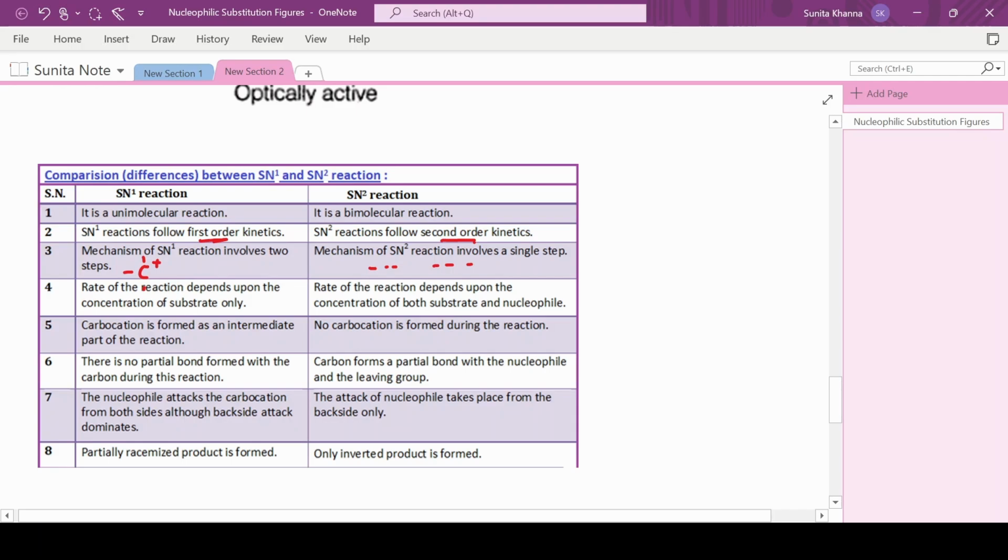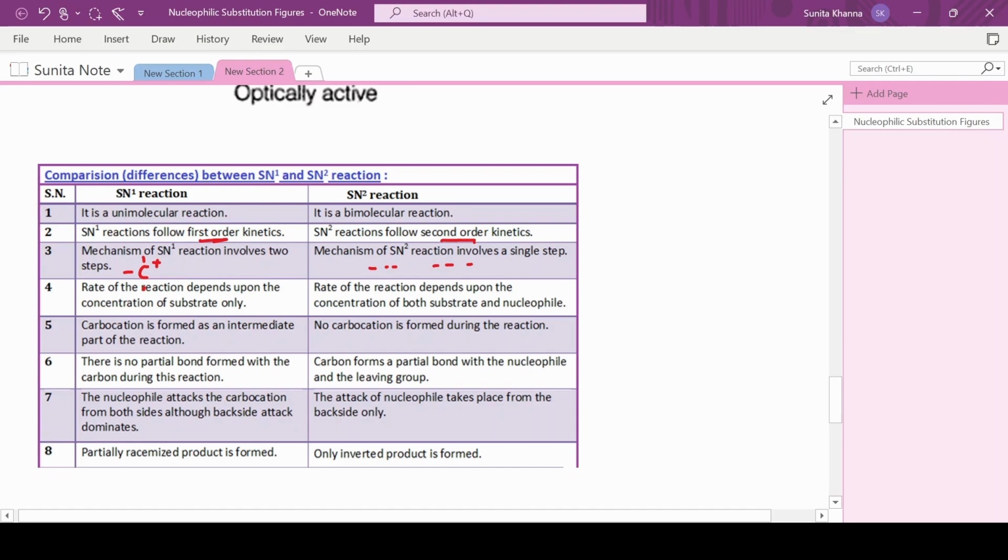In SN2, the attack of the nucleophile takes place from the back side only, so there is always inversion. If an optically active compound is there, there is always inversion of the nature of the optical activity. In SN1, a partially racemized product is formed, as I told you just now. If it is totally 50-50%, then it is optically inactive, and if it is not so, the product will be formed accordingly. In SN2, only inverted products are formed.